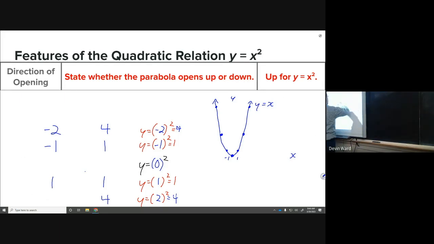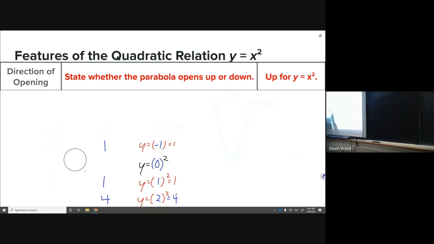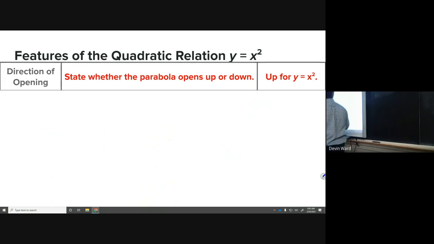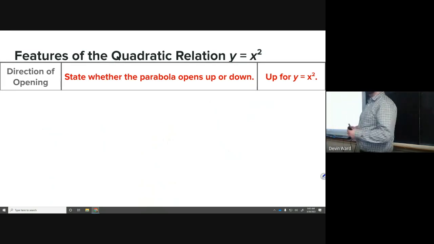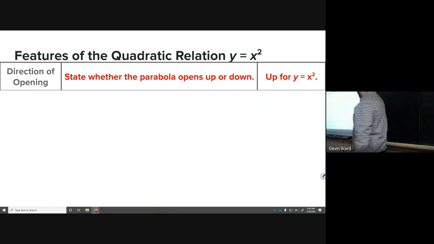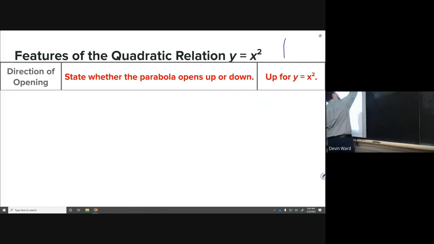Lots of writing. So in that chart, we'll go through it box by box. If you ask what's the direction of the opening of a parabola, just say whether it goes up or it goes down. So if I was looking back at y equals x squared, the opening is up. Okay, so that's why it's up.